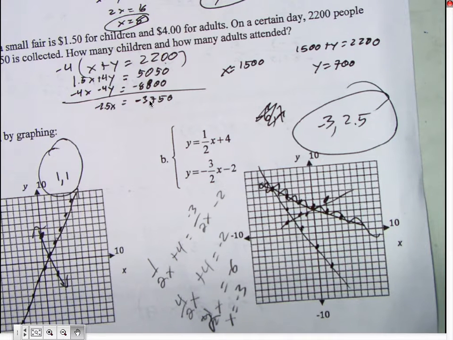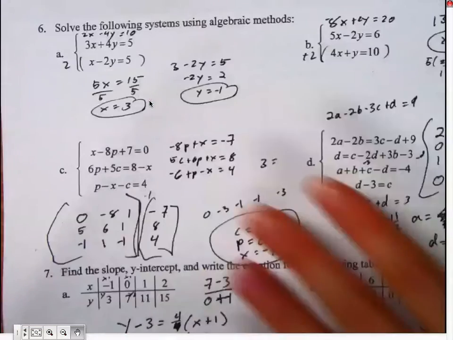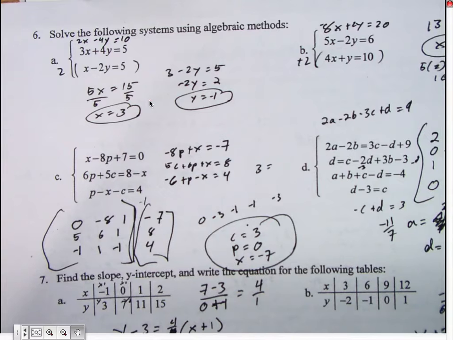Okay. Let's move on to 6 then. Let's flip it over. Okay, for 6A and B, you could have totally used the matrix method. I used elimination for both of mine, but you did not have to. X equals 3 and y equals -1.